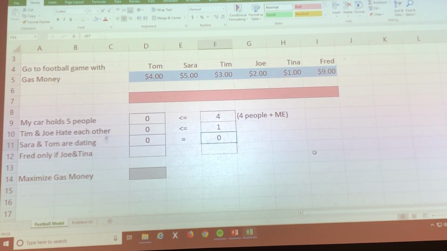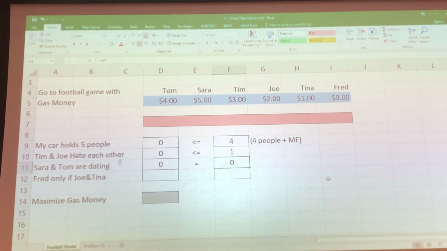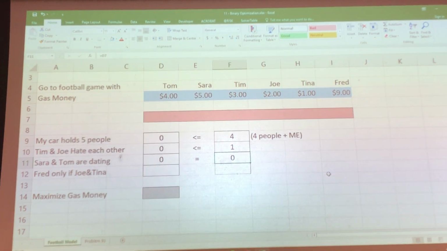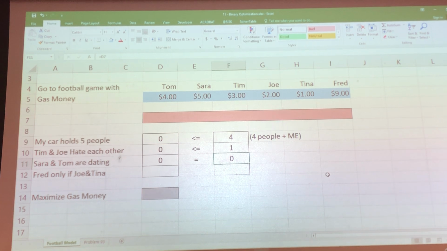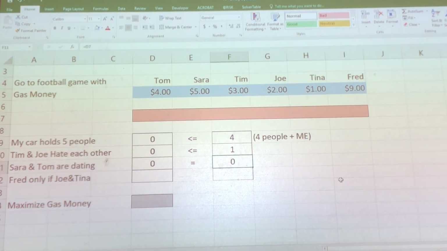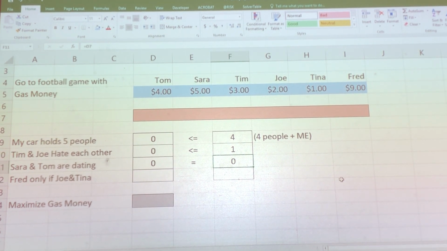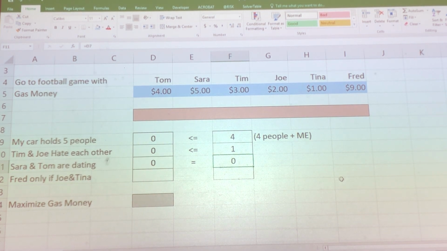We've got Fred, and Fred's only going to go if both Joe and Tina go. Okay, so here are the combinations of things that can happen. Fred could not go, and there would be all these combinations of none of them going, just Joe, just Tina, Joe and Tina. Fred could go, and we'd have all these combinations: neither of these two, Joe not Tina, Tina not Joe.